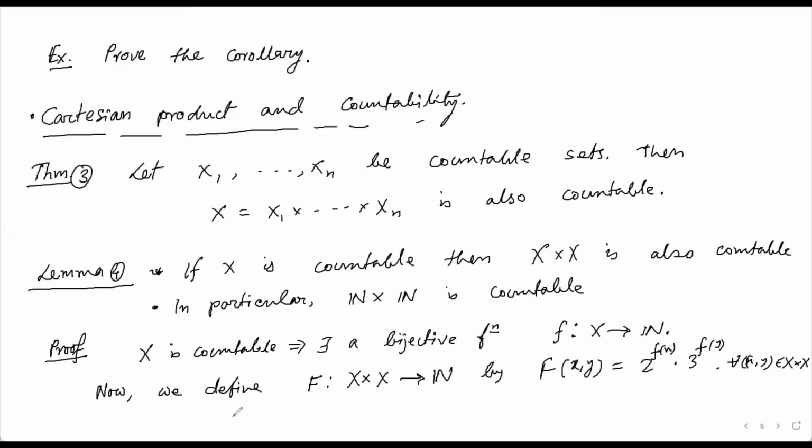Then it is straightforward to see that F is injective, and this is an infinite set, therefore this is countable, and therefore it follows that X cross X is countable.